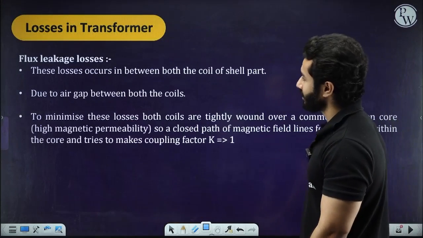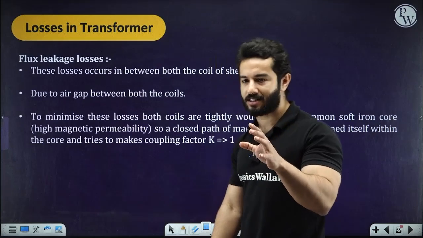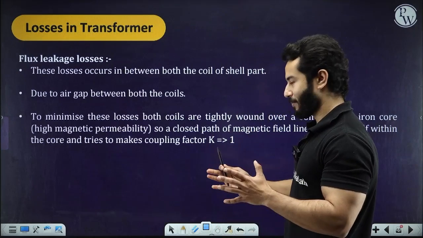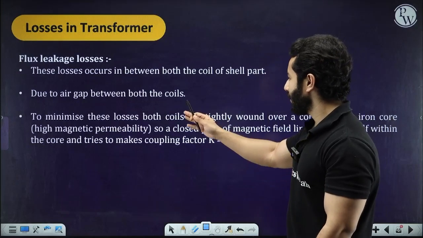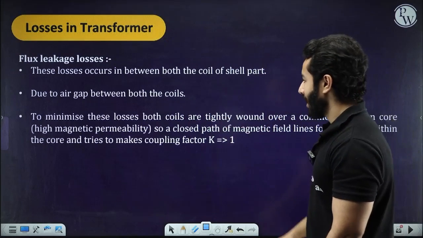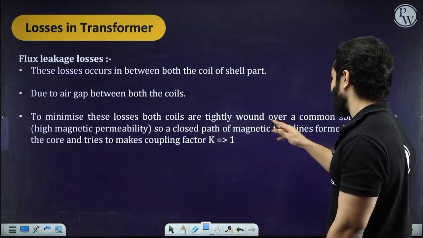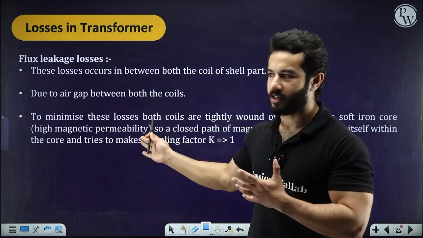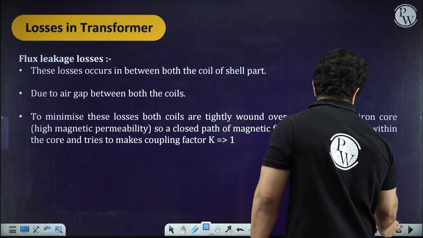Another type of loss is flux leakage loss, already discussed. The losses occur between the coils of the shell part due to the air gap between the coils, right? To minimize these losses, both coils are tightly wound over a common soft iron core. High magnetic permeability, so a path for magnetic field lines forms itself within. See, whatever I have told you, this is just written in language, right?